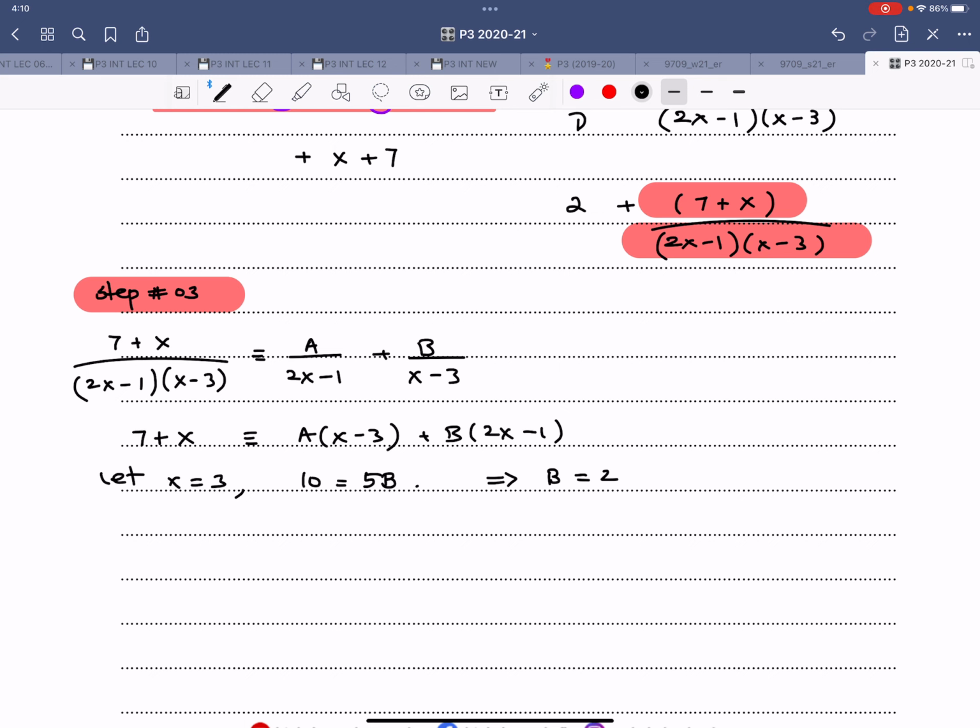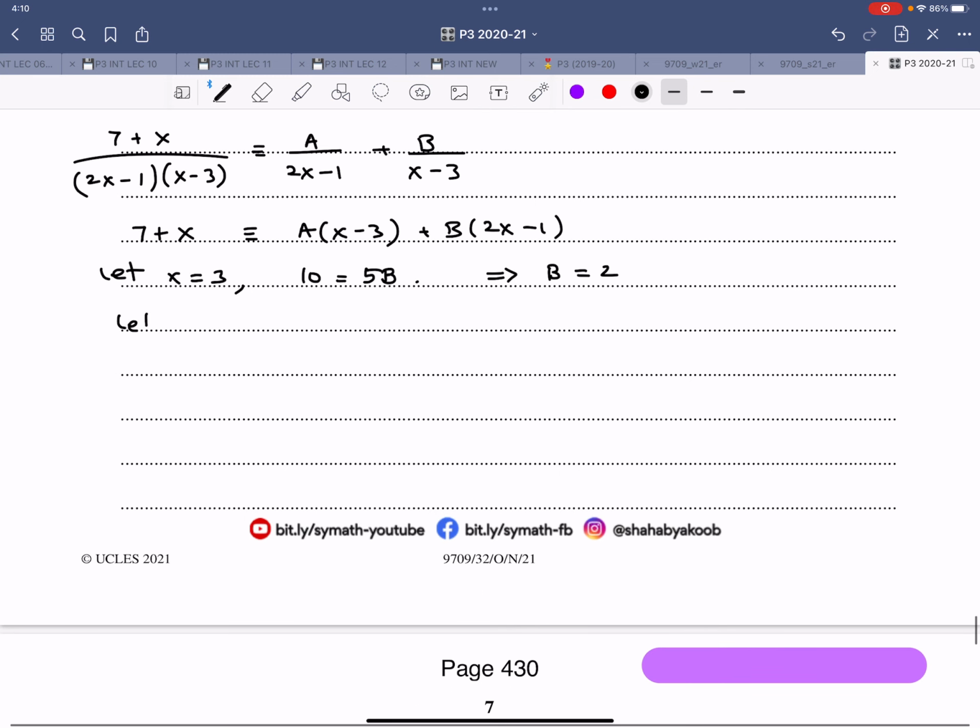Now, next one, let x equal to half. Therefore, 7 plus half is 7.5, and half minus 3 is minus 2.5. Therefore, a comes out to be negative 3.